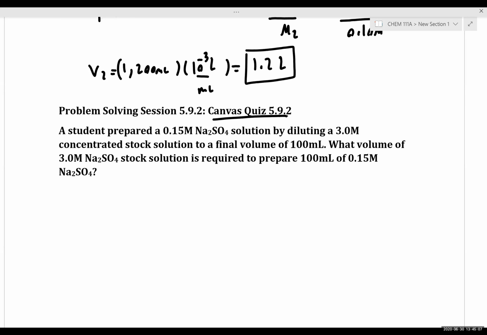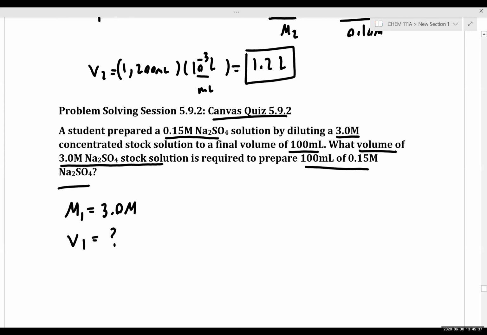Okay, so let's now discuss this example. They prepared a 0.15 molar sodium sulfate solution by diluting a 3 molar stock solution to 100 milliliters. We're asked what volume of 3 molar stock solution is required to prepare 100 milliliters of 0.15 molar sodium sulfate. So we know our initial molarity is 3.0 molar, our initial volume is what we're trying to figure out, our final molarity is 0.15 molar, and our final volume is 100 milliliters.